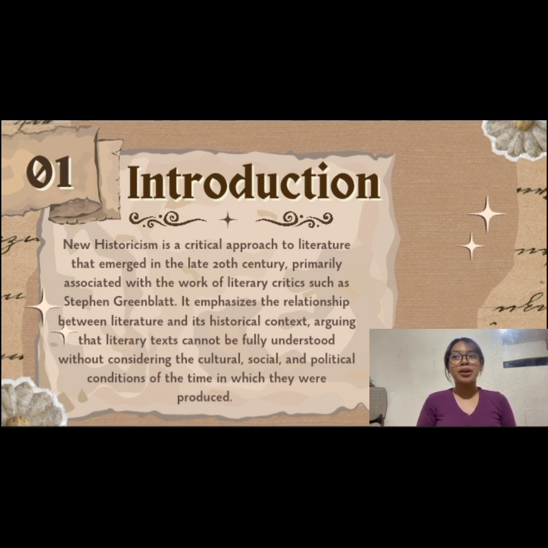Developed primarily by literary critic Stephen Greenblatt, new historicism suggests that literary texts are not isolated works of art but products of their historical, social, and political environments. This approach challenges the idea that history is a fixed, objective record. Instead, it views history as a collection of narratives shaped by power, ideology, and cultural exchange.